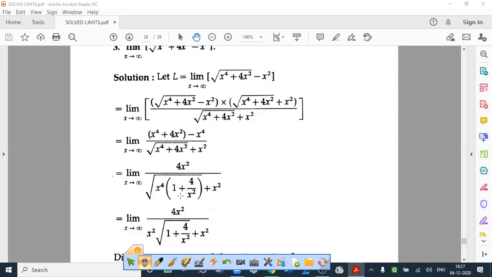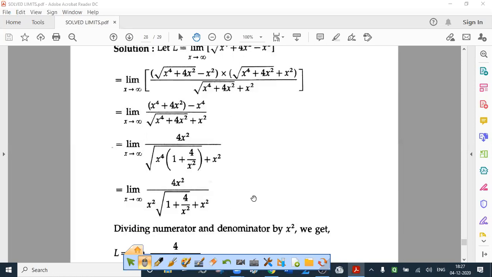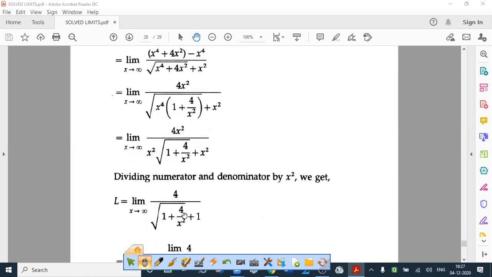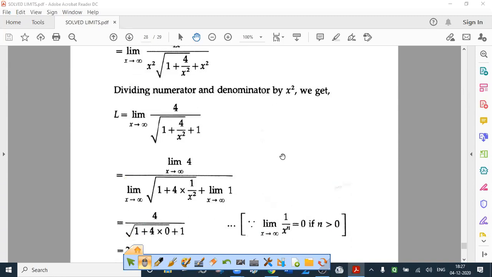Many is not a function, right? So this is 4x square upon x square into this plus x square. Divide numerator and denominator by x square to get 4 upon root of 1 plus 4 by x square plus 1. Then limit of quotient and so on.